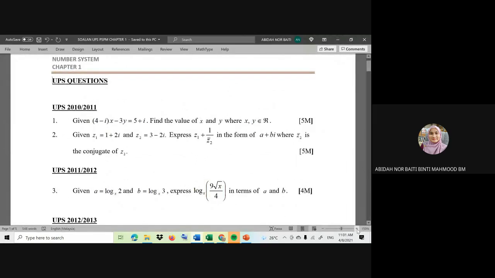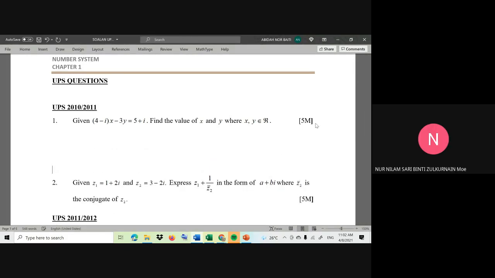Okay, for UPS question, question number 1, can you solve? Can you find the value of x and y? Any problem? Dah buat ke belum? Question number 1, dah cuba buat tak? Dah. So kamu buat macam mana mula-mula?